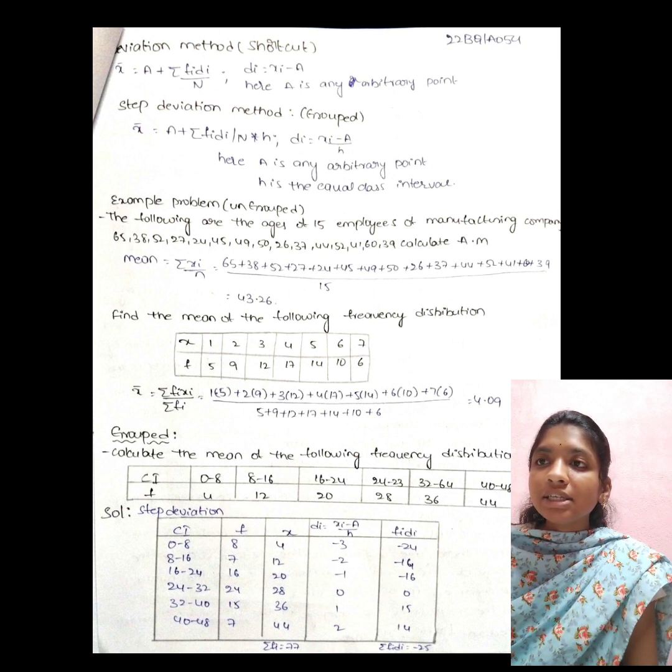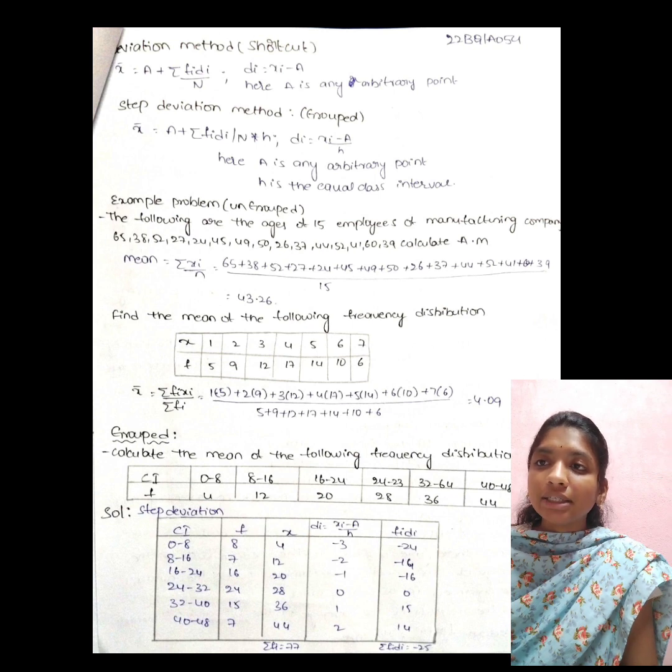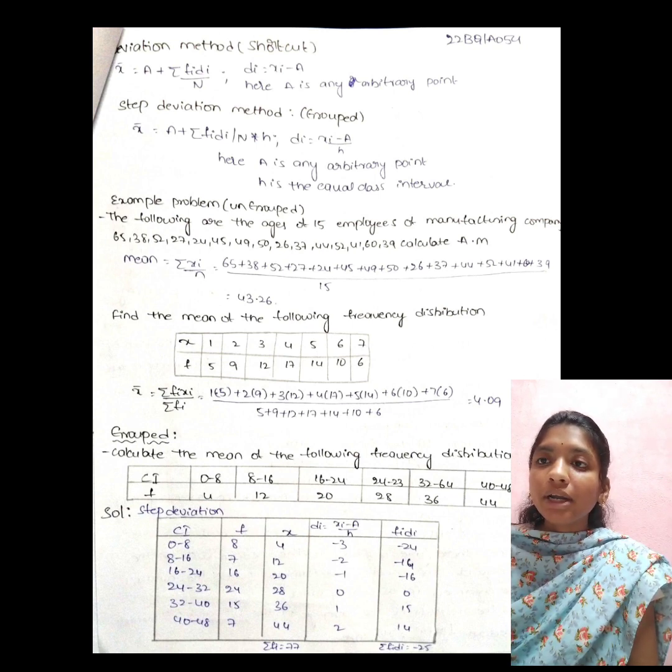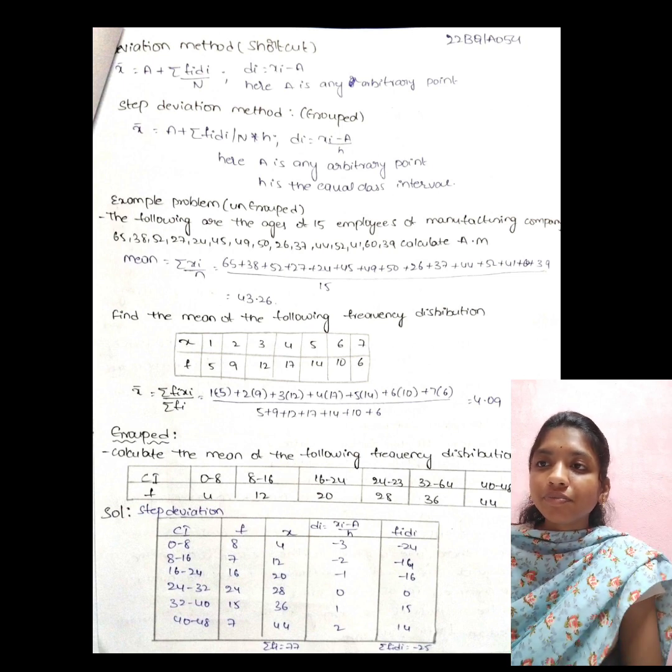And the third one is the step deviation method, which works on grouped data. The mean x bar is given by a plus summation of fi di by n into h, where di is equal to xi minus a by h. Here a is any arbitrary point, and h is equal to the class interval.